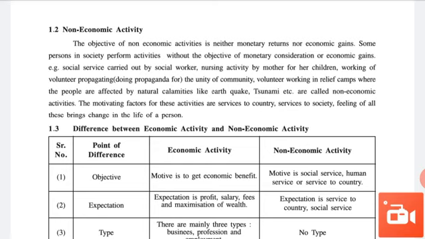For example, social service carried out by a social worker, or nursing activity by a mother for her child. All these types of activities are non-economic. The motivating factors for these activities are service to country and service to society. These feelings bring changes in the life of a person.